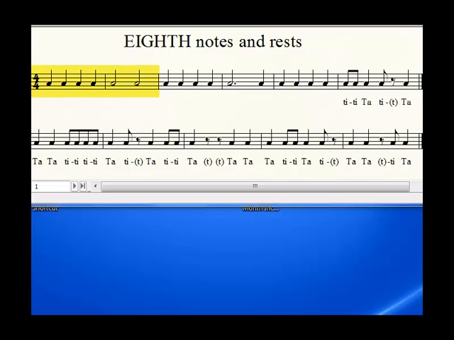Here we go. Ta, ta, ta, ta, ta, ta, ta, ta, ta, ta. 3 beats. Ta, ta, ta, ta, ta, ta. Ti, ti, ta, ti, ti, ta.